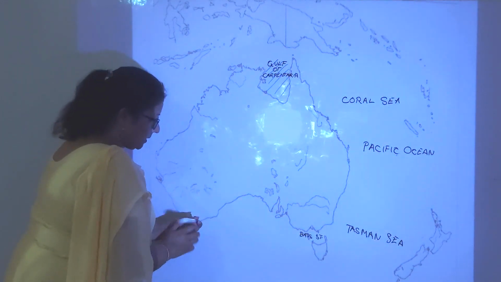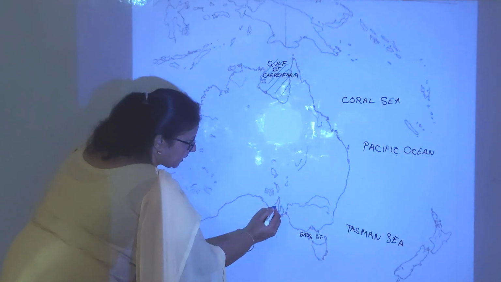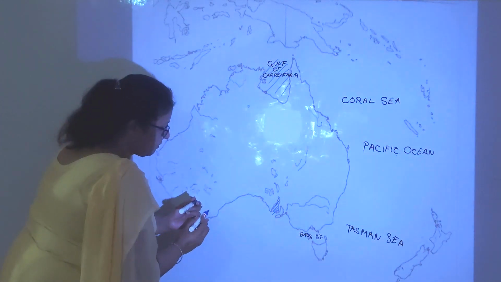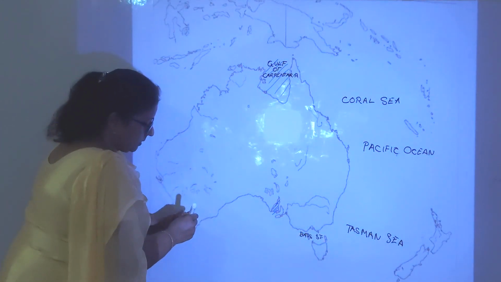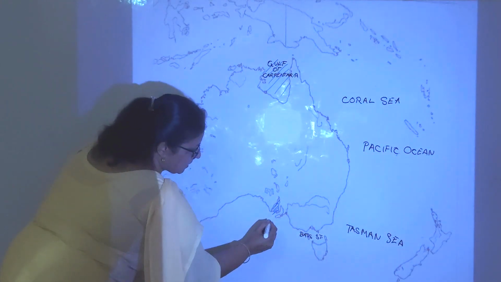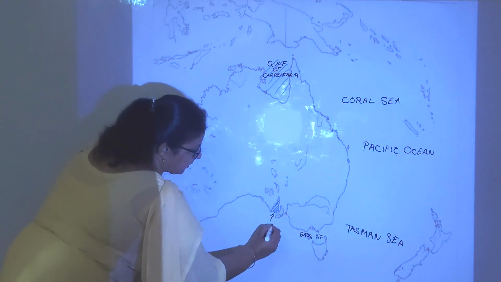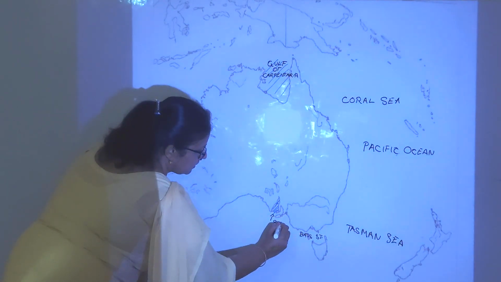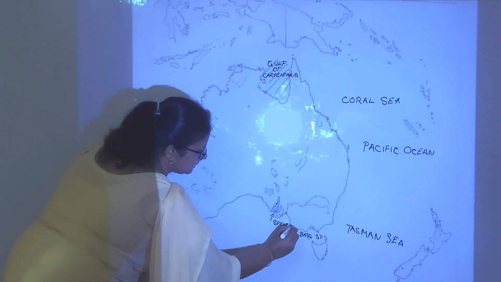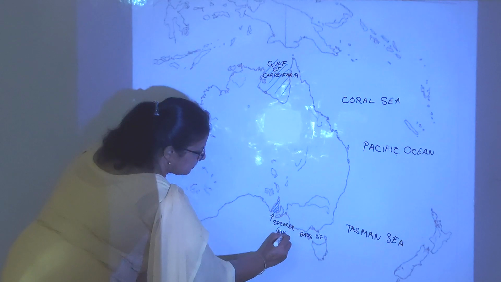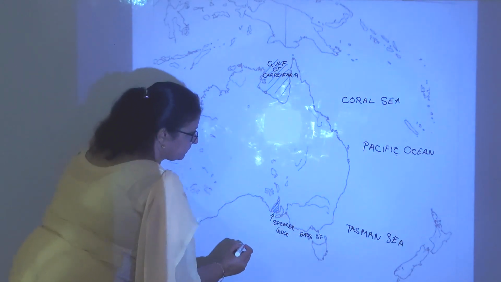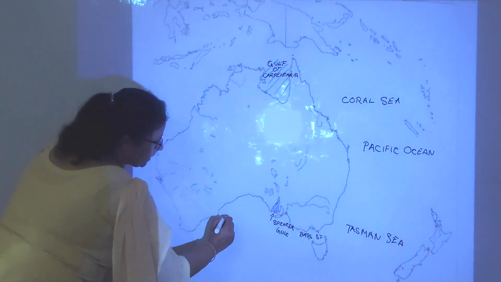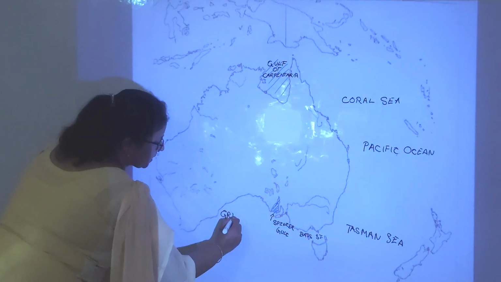This part where I am shading is the Spencer Gulf. So this part you can put a small arrow and write the Spencer Gulf as it is named. Spencer Gulf. Here, this entire region is the Great Australian Bight.